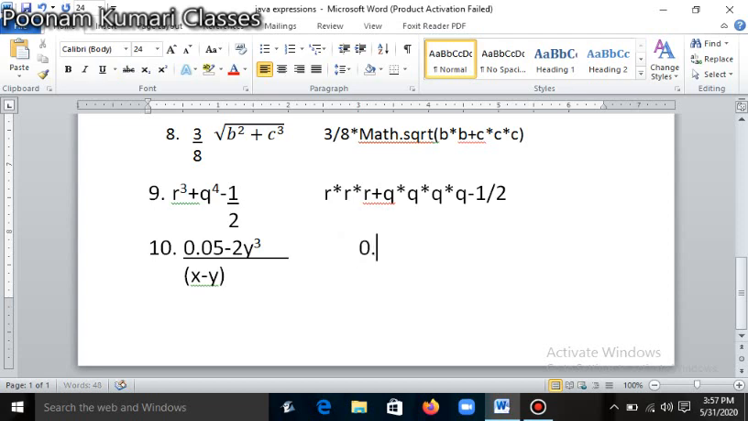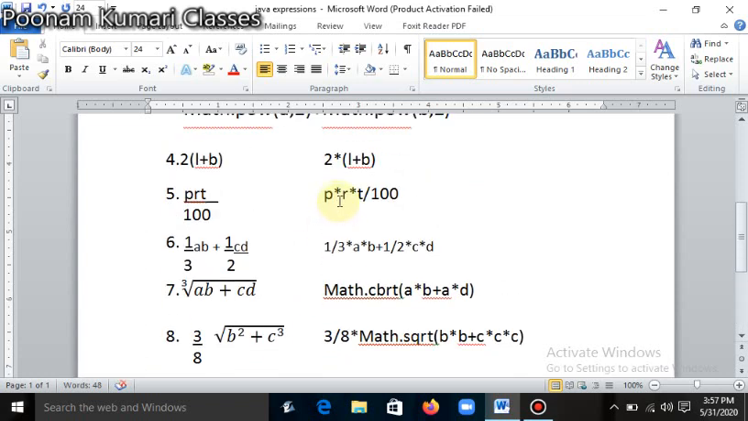0.05 minus 2 multiply y multiply y multiply y divide by, in brackets, x minus y, brackets close. So these are the Java expressions.